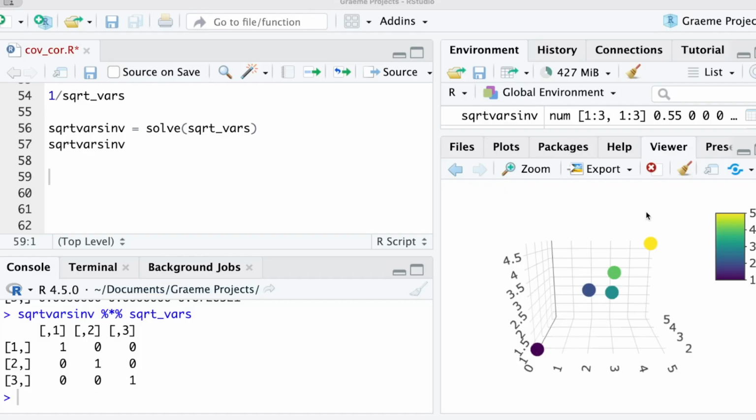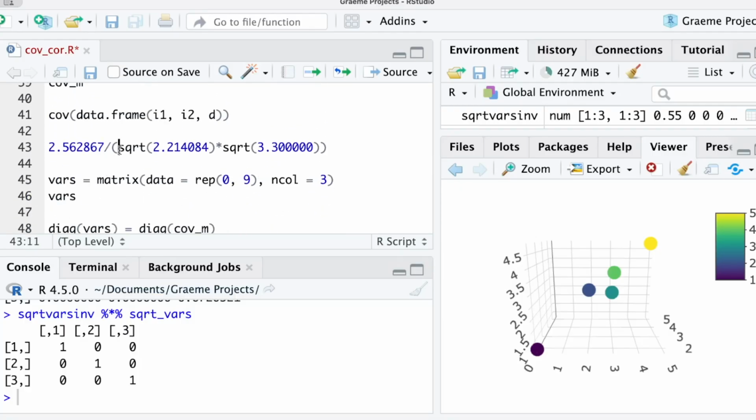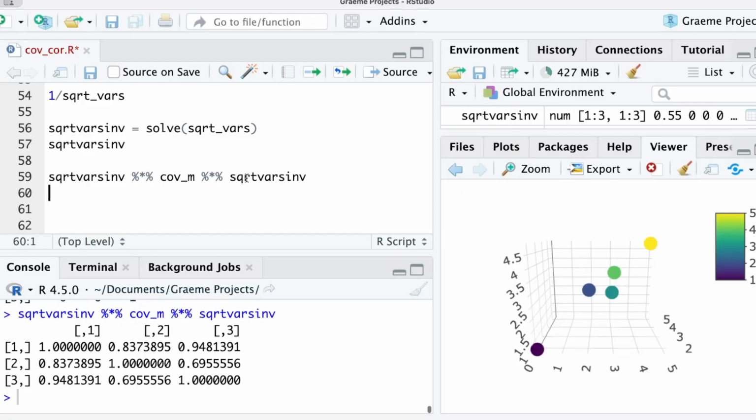is actually calculate our correlation matrix. So if you remember up here, we have the product of the inverse of these 2 square roots of the variances, because we're dividing here. And so what we want to do is multiply this square root variances inverse by our covariance matrix, and then this will give us our correlation matrix here.